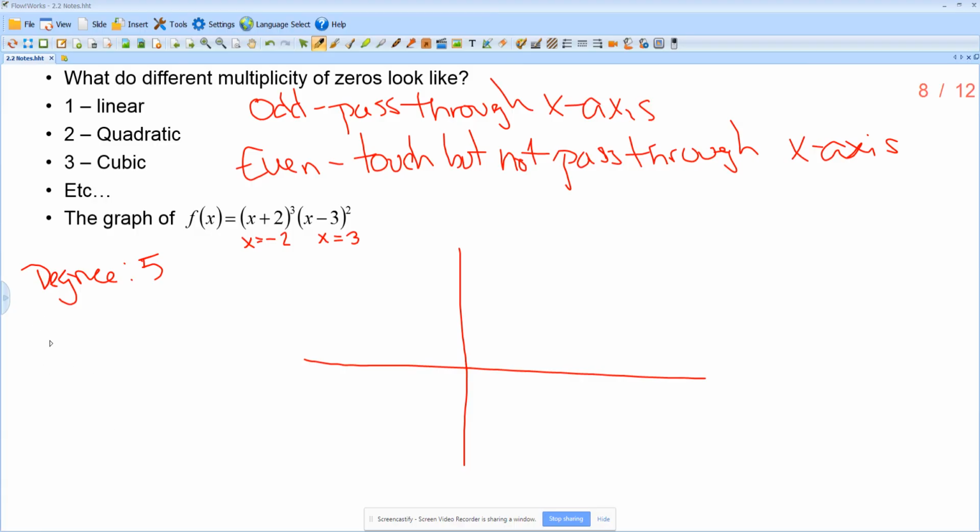And if I'm talking about the lead coefficient, because this would be x and x, I know that it's positive. Something of degree 5 that's positive has that basic cubic shape. Which, I'm terrible at drawing cubic shaped things, but that'll work. So we go to -2. And we go to 3.